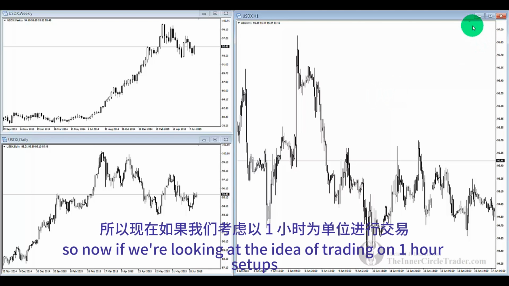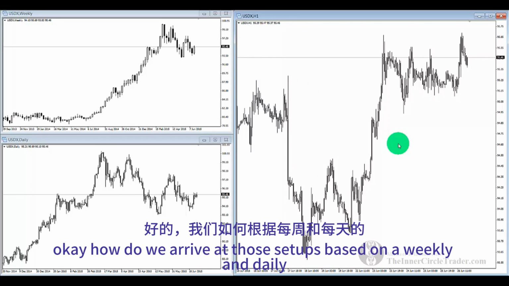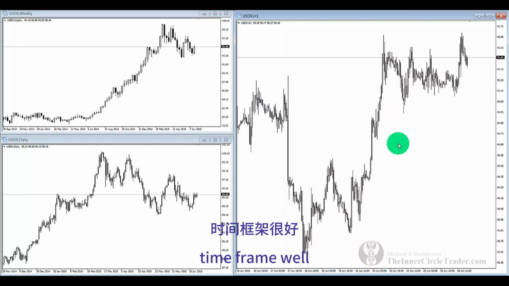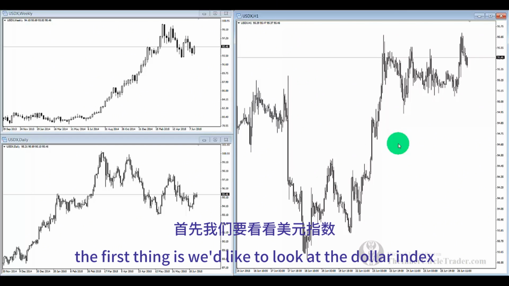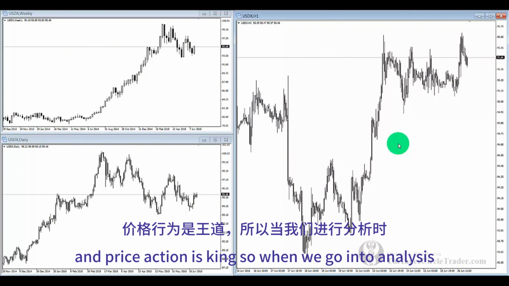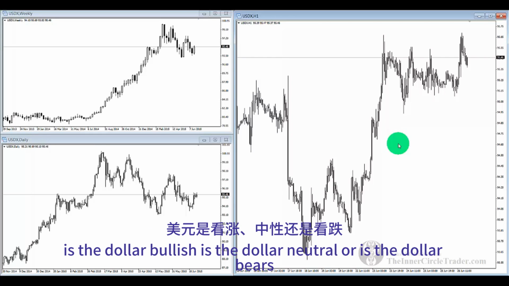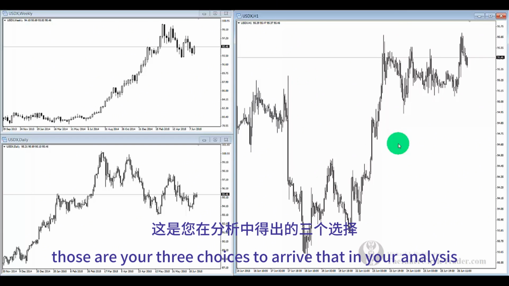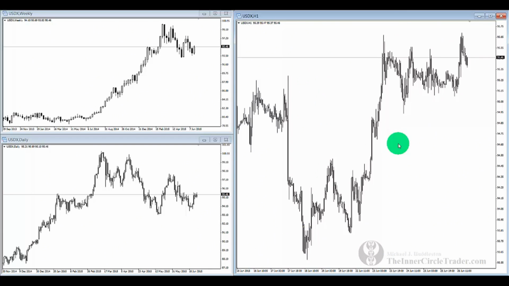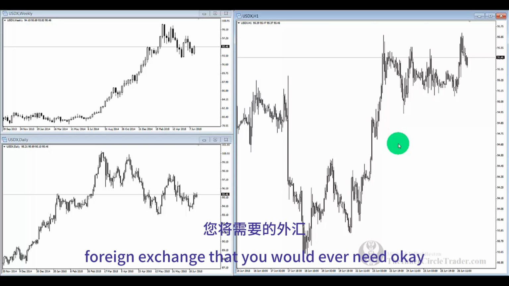So now, if we're looking at the idea of trading on 1 hour setups, how do we arrive at those setups based on a weekly and daily time frame? Well, the first thing is we'd like to look at the dollar index, because as it relates to forex, the dollar is king, okay, and price action is king. So when we go into analysis, we have to first arrive at what we expect the dollar to do. Is the dollar bullish? Is the dollar neutral? Or is the dollar bearish? Those are your three choices to arrive at in your analysis. Based on that analysis, it gives you every aspect of trading foreign exchange that you would ever need.